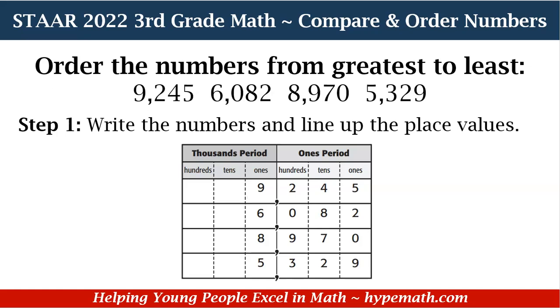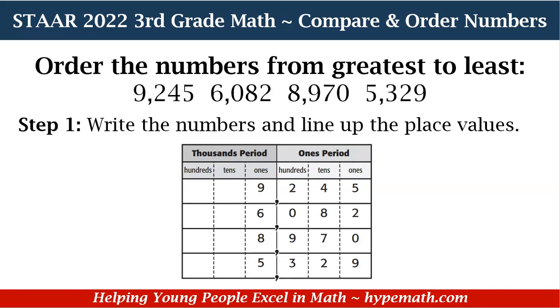9,245, 6,082, 8,970, and 5,329. So our step 1 is write the numbers and line up the place values. And that is what we did.